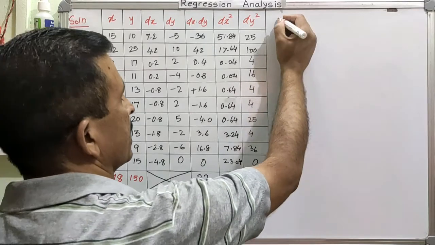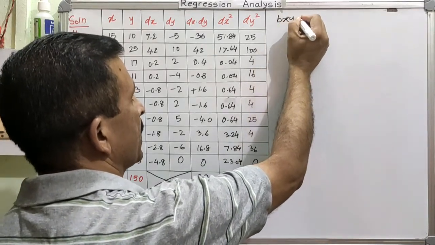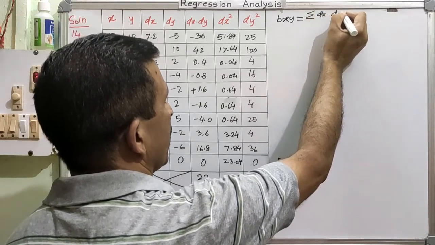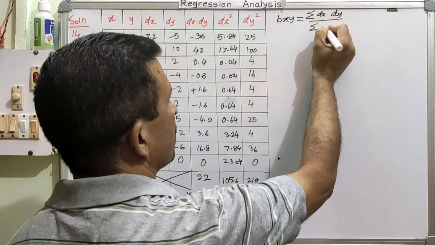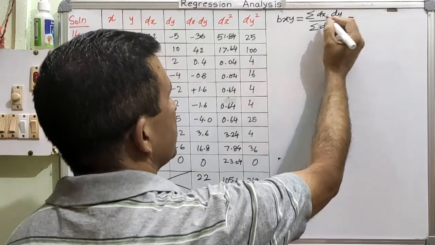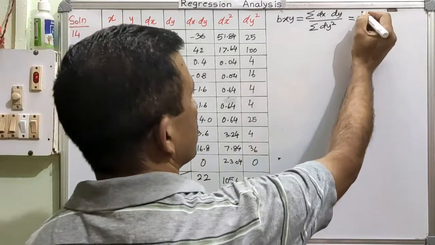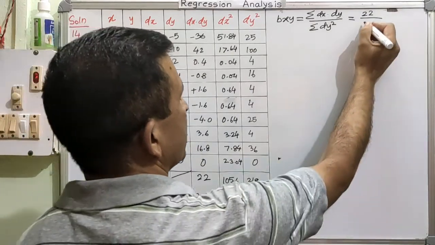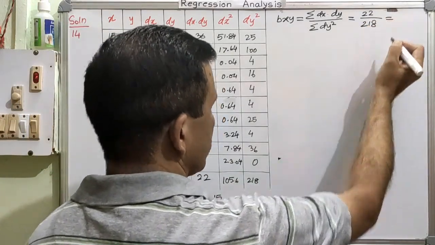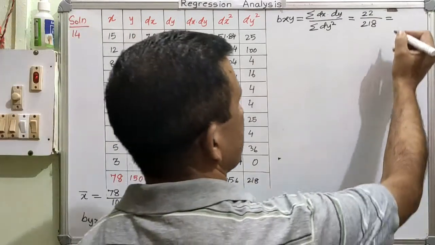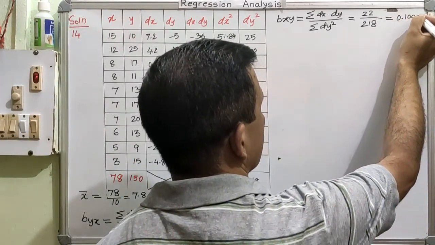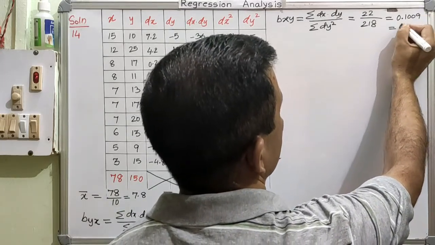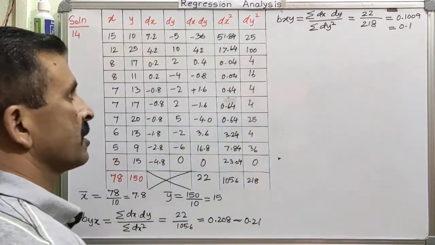Now we will calculate another regression coefficient, that is bxy. Bxy is the summation of dx into dy divided by the summation of, this time, dy square. So the product of these two will again be 22, divided by the summation of dy square, that is 218. The answer, when you use the calculator, is coming as 0.1009. Clear? If we round off, it will come simply as 0.1. So this is clear now.